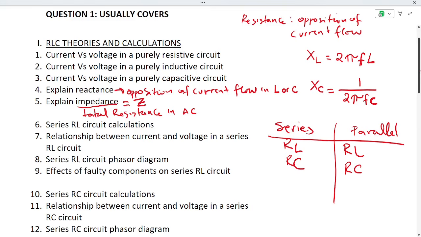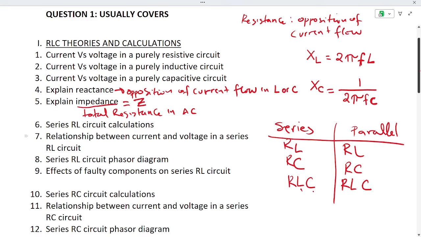And the three of them combined: RLC series means resistance in series with an inductor, in series with a capacitor. And RLC parallel means resistance in parallel with an inductor, in parallel with a capacitor. So we're exploring them in that manner.